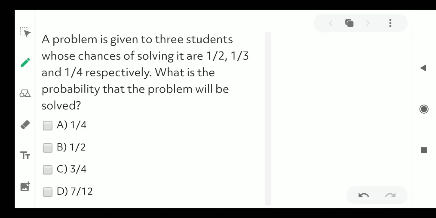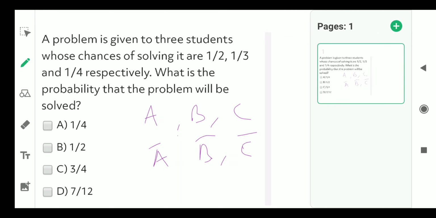Okay, now let the events be A, B and C. Let student A, student B and student C be the events of solving. Now A bar, B bar and C bar are the events of not solving the problem. Now A solving the problem, B solving the problem and C solving the problem are independent.